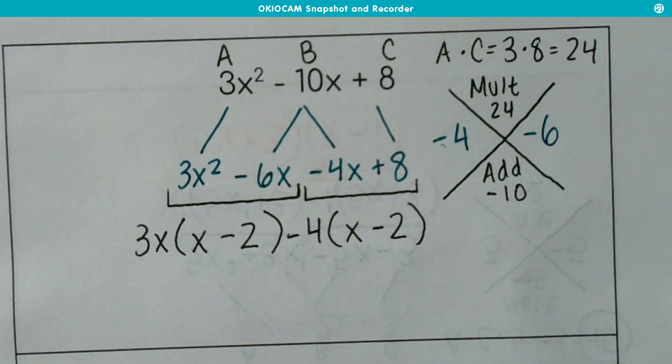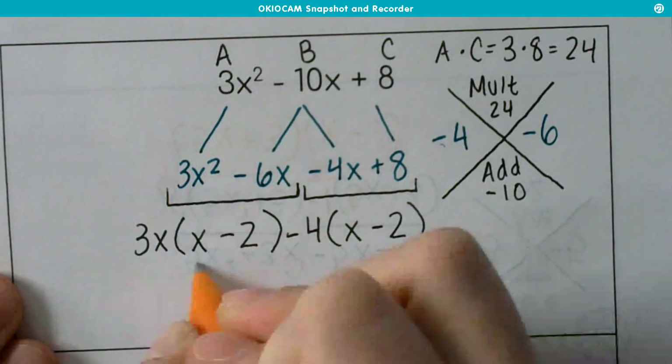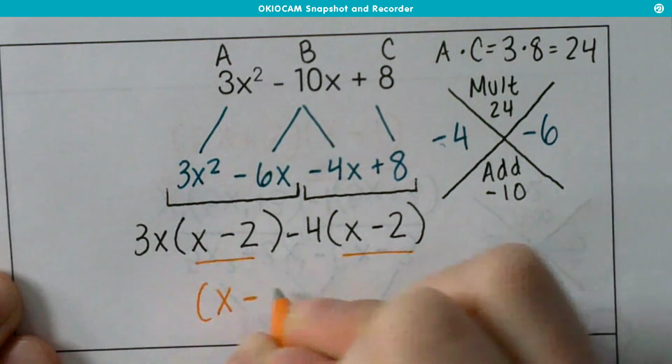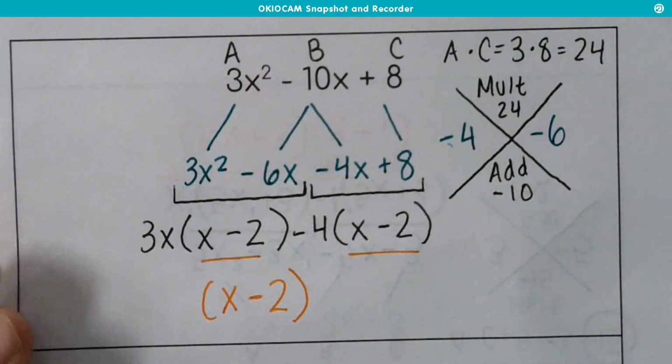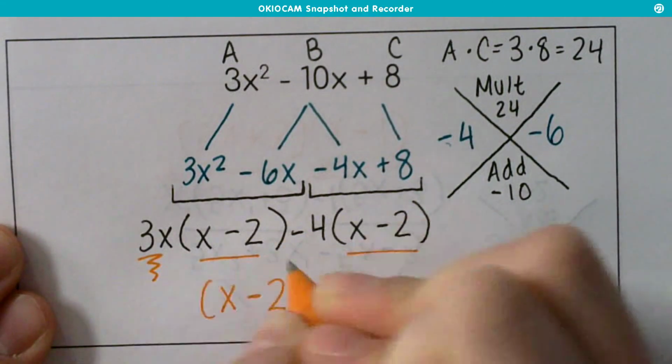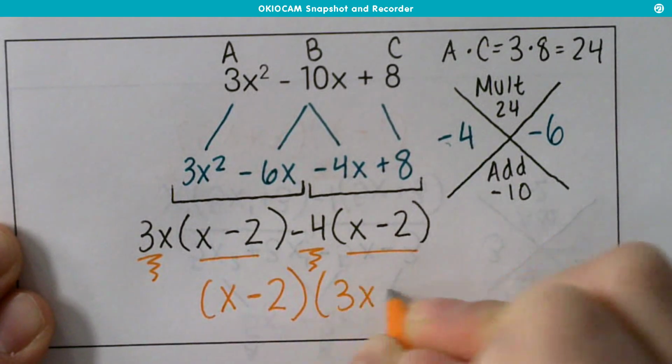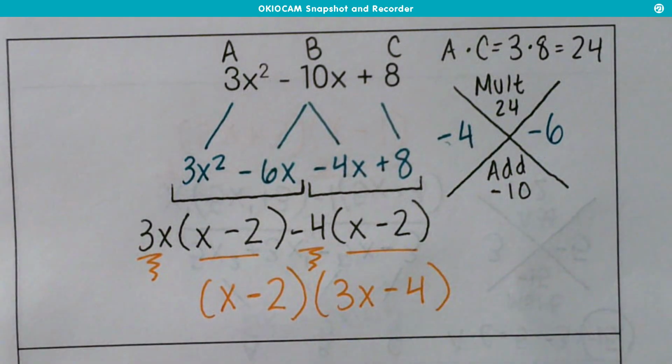And then our last step, what's left behind matches. So x minus 2 matches. That's my common factor now. And my GCFs are 3x and negative 4. So the answer is 3x minus 4 times x minus 2. Okay. Any questions right now?